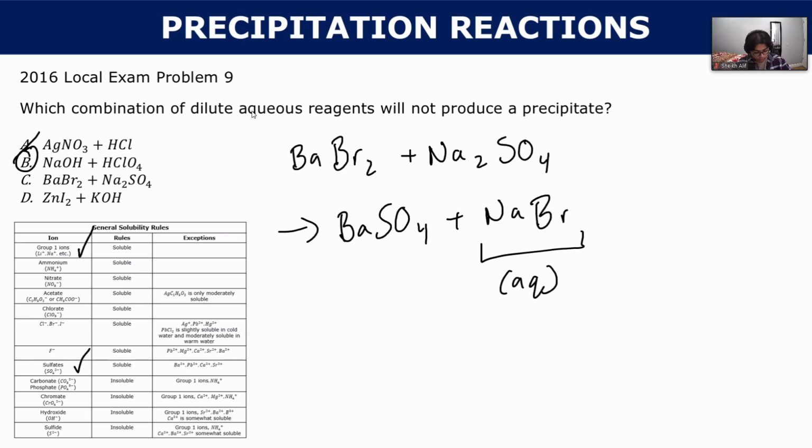Sulfates are always soluble unless they're with barium, lead, calcium, or strontium, and we have one of those exceptions. We have barium. And so that means this is going to be a precipitate, it's going to be solid, and therefore C is obviously not the right answer.